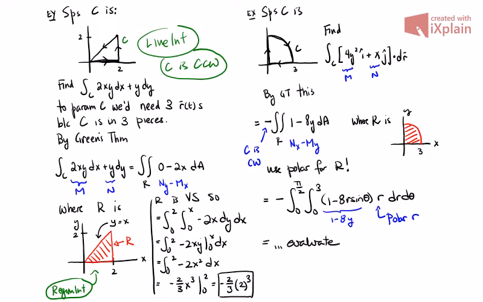So the big thing to note here, well, two things to note. You can use polar if it's appropriate. And if C is clockwise, negate. So let me do one more simple one to point something out, and then I'll make a few more closing notes.